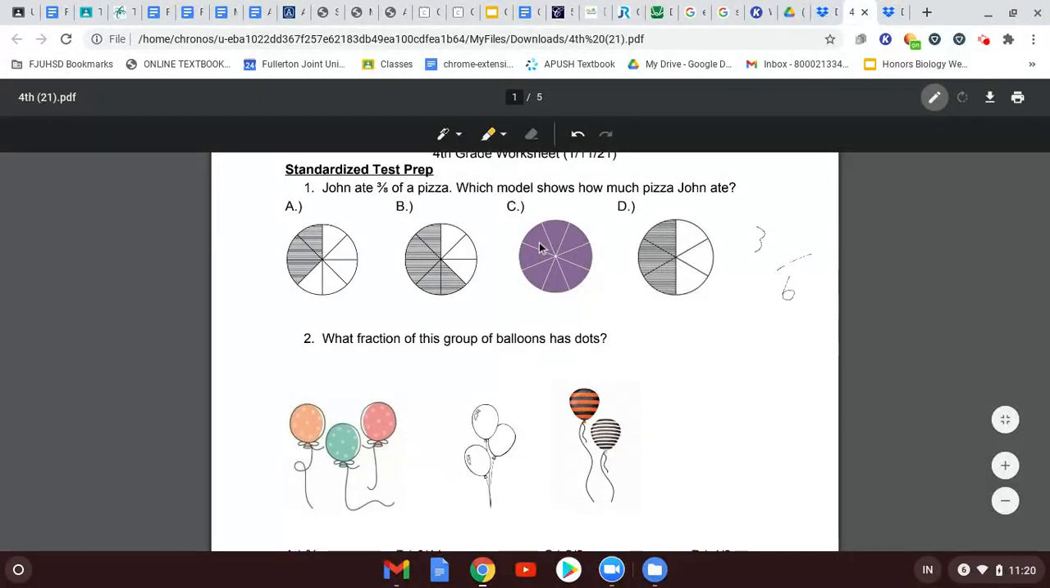On this part, it looks like 1, 2, 3, 4, 5, 6, 7, 8 parts, and it looks like all 8 parts have been eaten. And there's 1, 2, 3, 4, 5, 6, 7, 8. Okay, and 1, 2, 3, 4, 5. 5 parts have been eaten. Okay, this is 8 parts, and 1, 2, 3, 3 parts. Which means that John ate 3/8 of the pizza, and the diagram that best shows it is A.